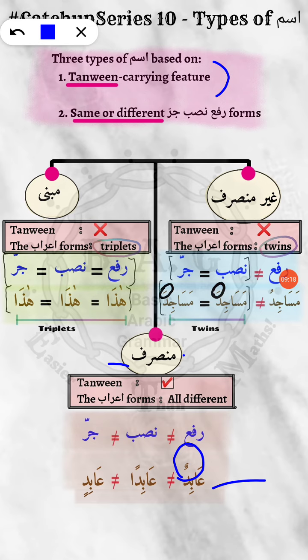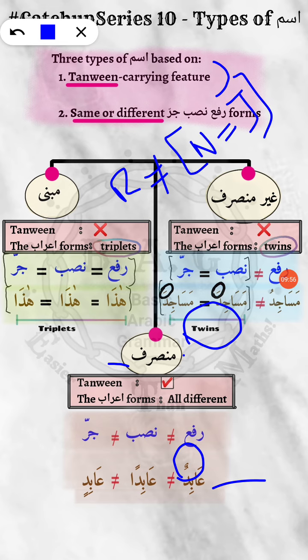Next, we can see the ghair munsarif asma. They are the second in bulk. All right, so we have about 85% of munsarif asma and about 10% of ghair munsarif asma. So 10 to 13% of ghair munsarif asma. Anyways, that's not important. The thing that we need to learn and remember is that they do not carry a tanween and that their nasab and jar forms are identical to each other, hence the twins. And the formula that I like for ghair munsarif asma is rafa is not equal to or not similar to nasab and jar, which are equal to each other. All right, that's how I like to summarize it.